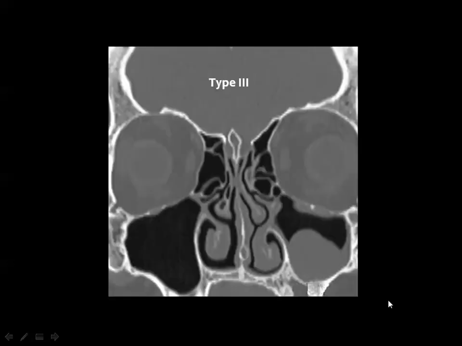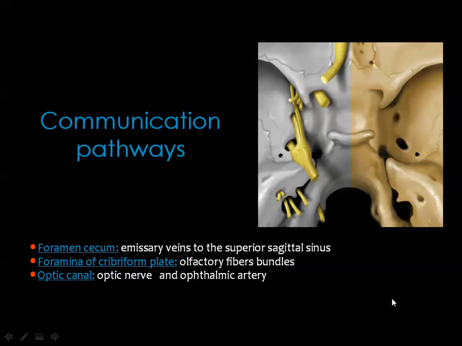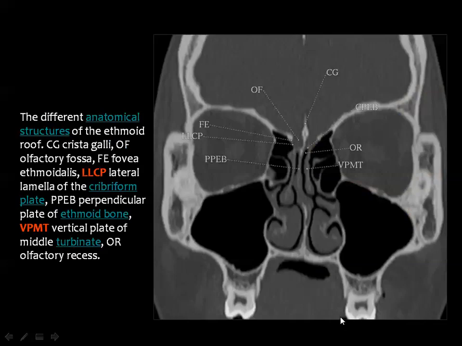Then what are the communication pathways between the intra and the extracranial areas? Number one, the foramen cecum, which may contain an emissary vein and usually is obliterated by fibrous tissue. The foramina of the cribriform plate of ethmoids, which transmits the olfactory fibers, and the optic nerve canal, which transmits the optic nerve as well as the ophthalmic artery.